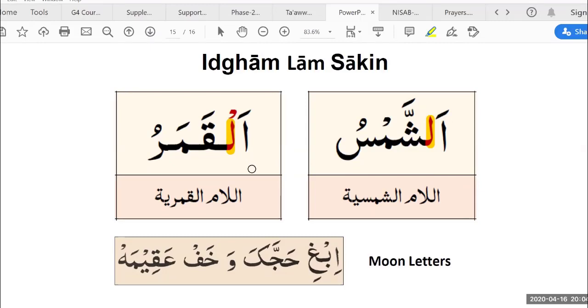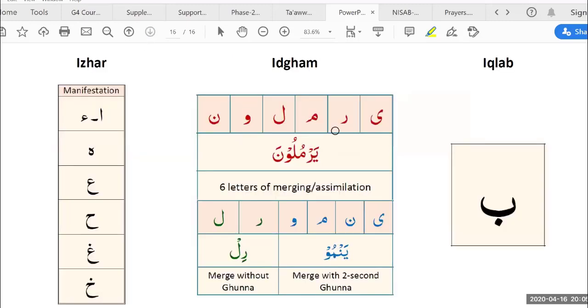So al-qamaru. And then we also mentioned the sun and moon letters. There are 14 of each, 14 sun letters and 14 moon letters. The moon letters can be easily memorized through these 4 words: ibghi, hajjaka, waqaf, aqimah. So again, I would like to request all the students to please try to remember these as well. Once you have memorized the moon letters, it is easy to differentiate them from the sun letters.